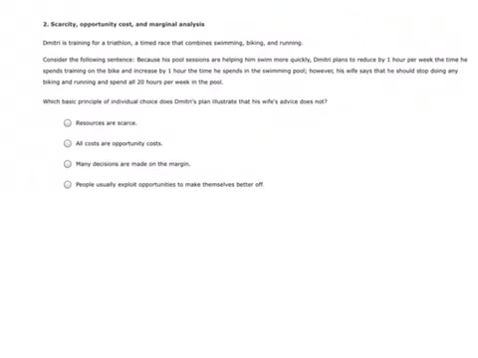So what this question is trying to get at is the idea that many decisions are made on the margin. So he needs to look at the marginal benefit of increasing his swimming time and the marginal cost of decreasing his bike time, and balance those two.